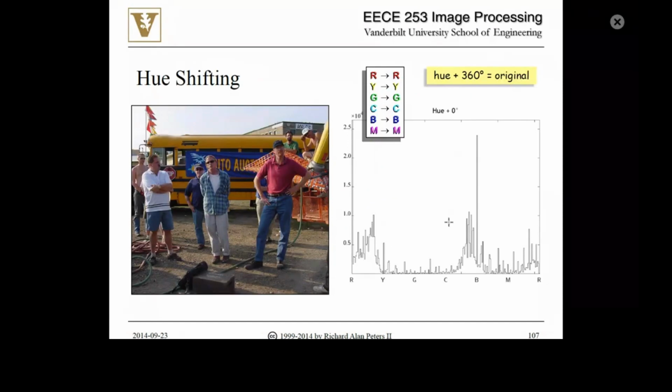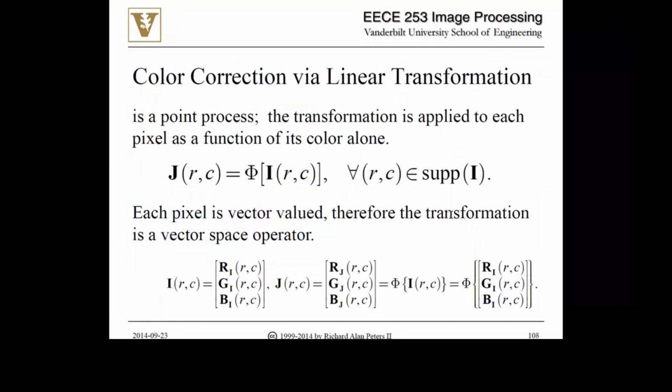Okay, so let us now make color corrections. Let's say that we have an input image and we want to apply a transformation that transforms the colors in the input image into a different set of colors. This transformation will be called phi. And at every point, we will apply a different transformation.